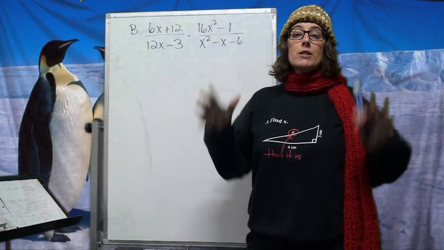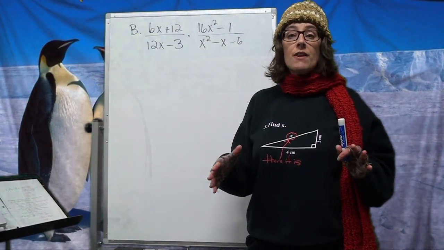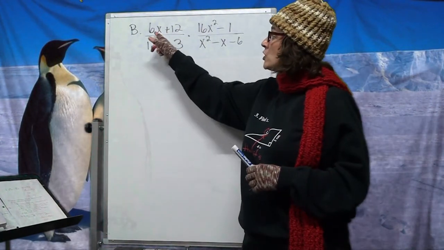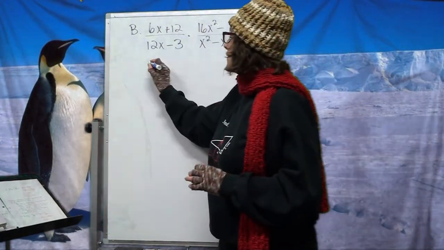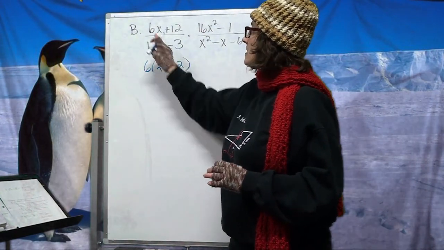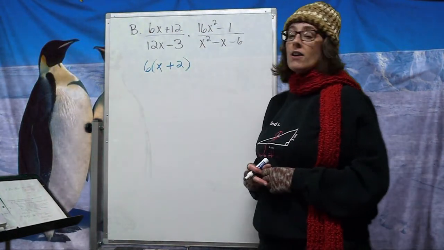Remember, always look first to see if there is something common that you can divide out before you do anything else. In this numerator, I can divide a 6 out of each one of those terms. So I'm going to divide a 6 out of each one of those. Divide a 6 out of here, I get an x. Divide a 6 out of here, I get a 2.